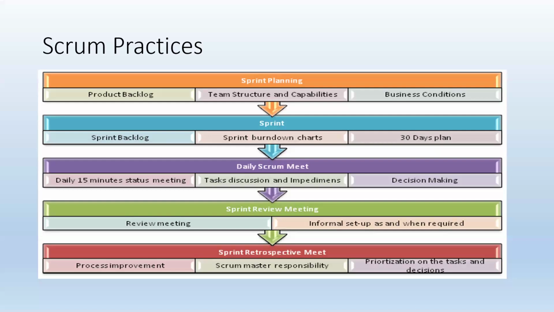What is the priority of development? What should be developed first, or what should be given to the client first? All these things will be decided from this sprint planning. You start making that sprint planning, you are planning. Planning is a very, very important thing you have to do in any phase. In sprint planning, these are what happens: product backlog, team restructuring and capabilities, business conditions, and all those things.